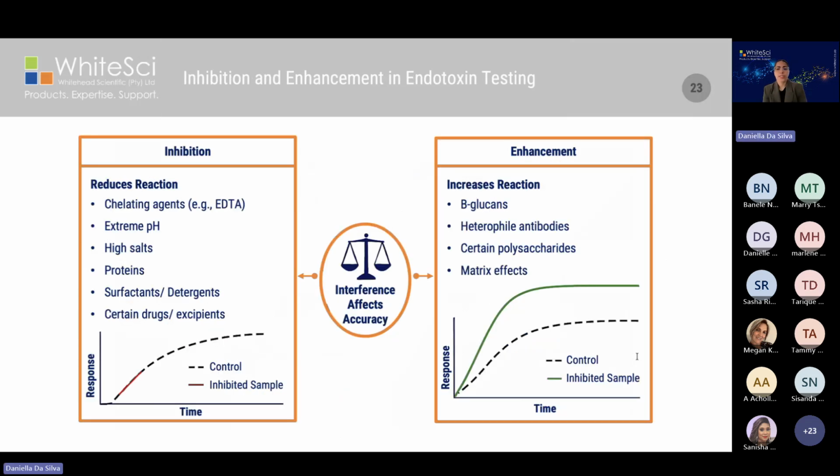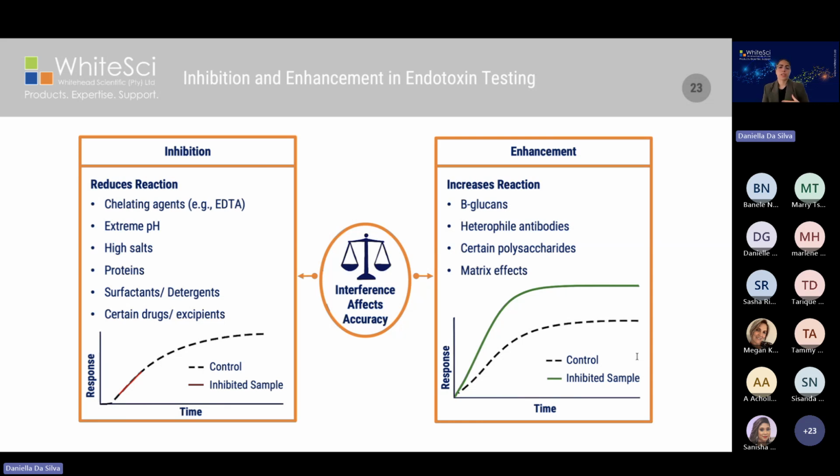One of the most important concepts in practical endotoxin testing is interference. Interference generally falls into two categories: inhibition and enhancement. Inhibition occurs when components within the sample suppress the assay response. As a result, endotoxin may be present, but the assay detects less than what is actually in the sample. This can potentially lead to false negative results, which are particularly concerning from a product safety perspective.